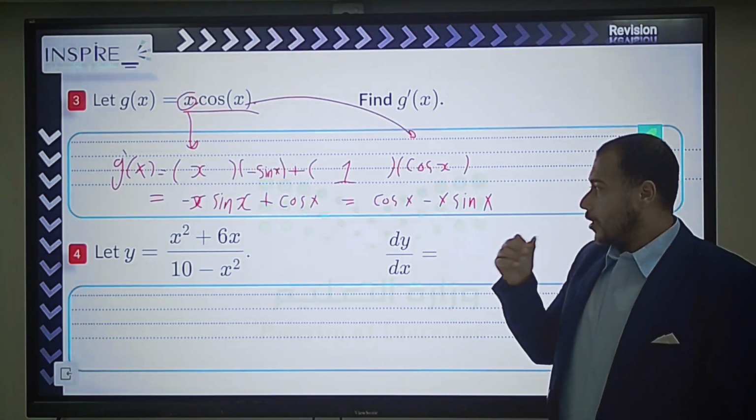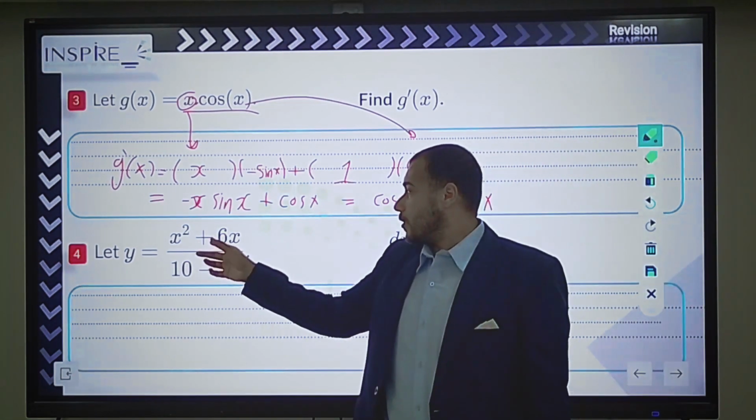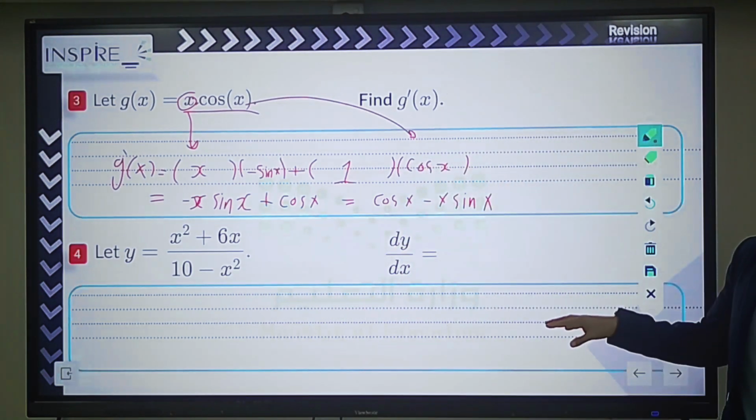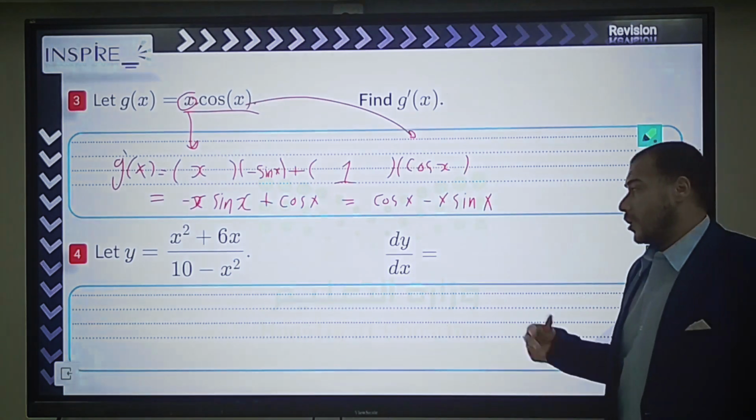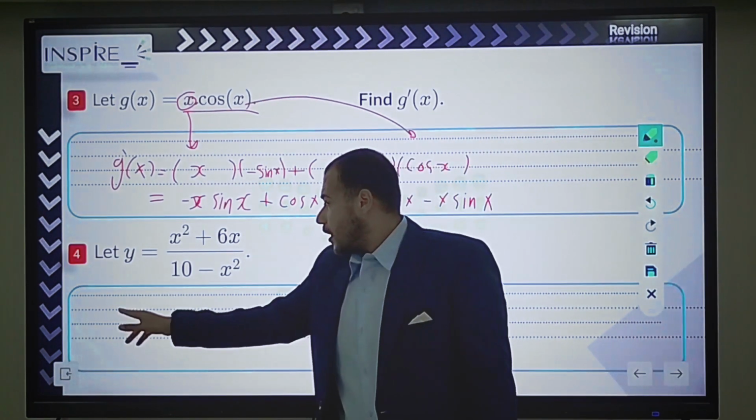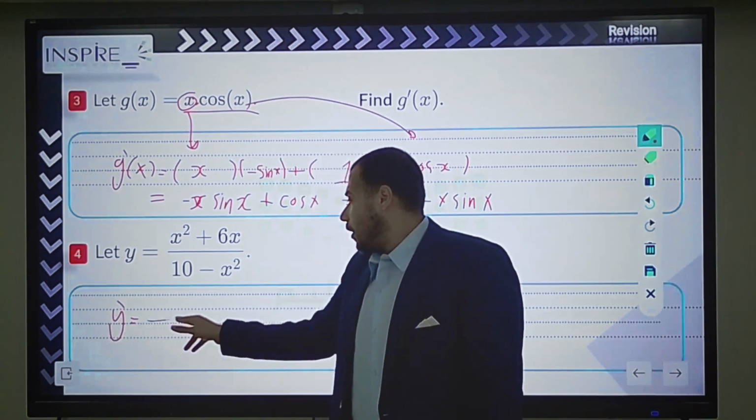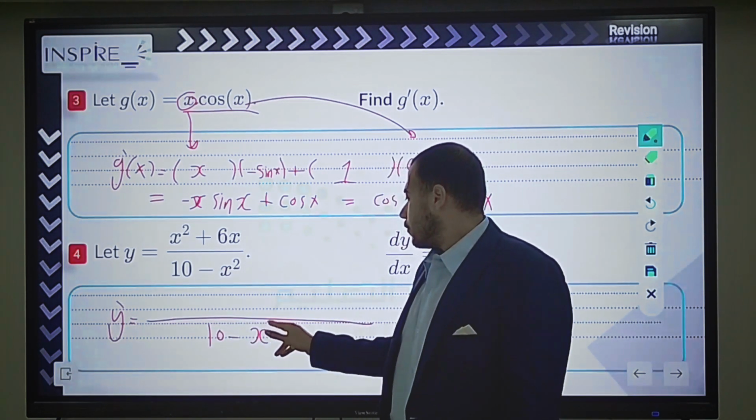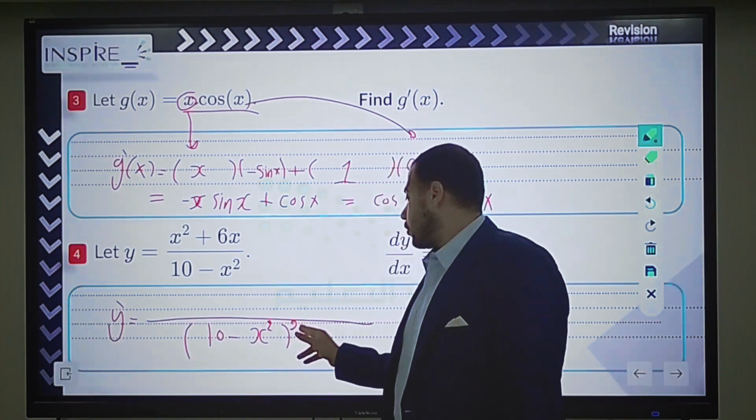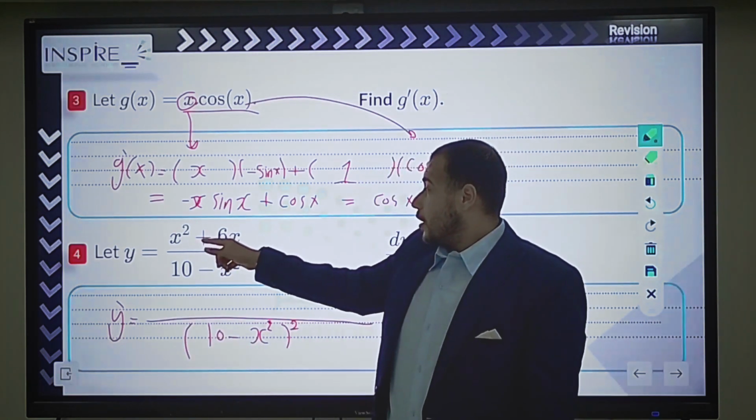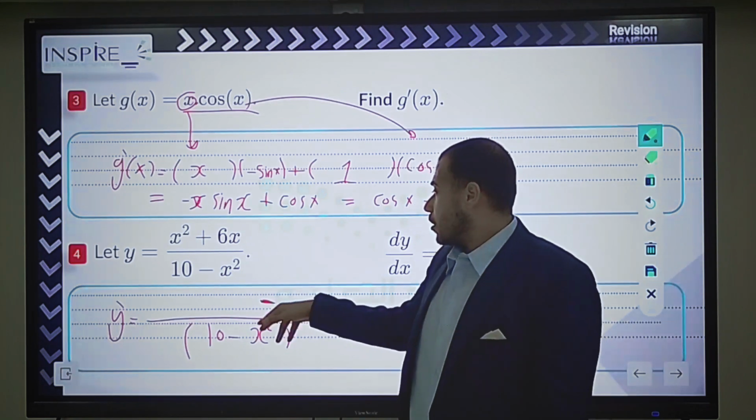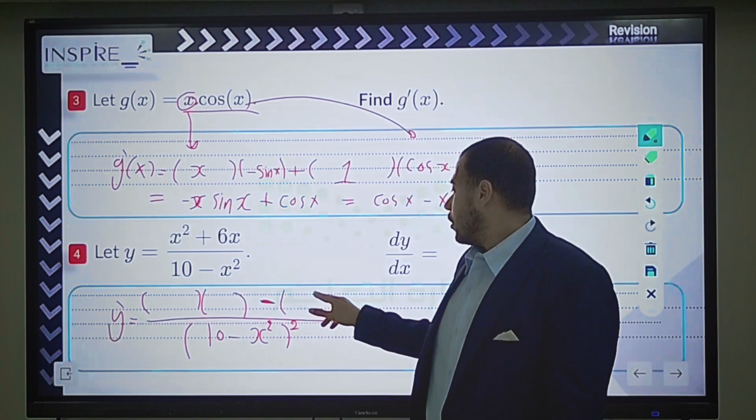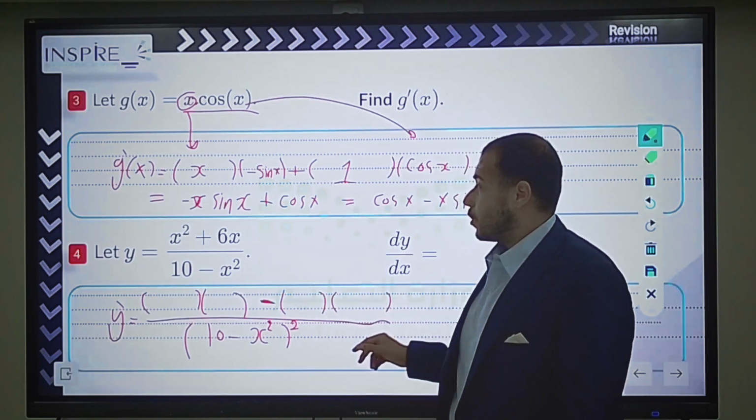Okay, number 4. Let y equal x squared plus 6x over 10 minus x squared. And we need to get dy over dx. To get this one, you have to use the quotient rule. Okay, how will you do it? The same as we said before. To get y dash, we will make a big quotient and then write the denominator without any changes, but raise it to the second power. And then don't forget to subtract the derivative of the denominator times the numerator. Okay, how will you do it?